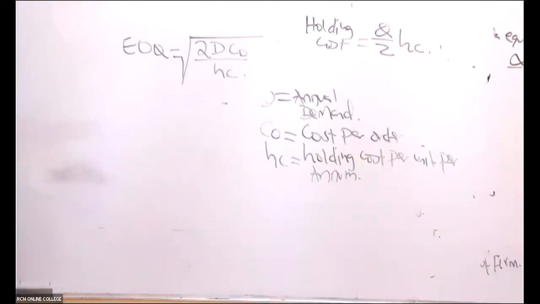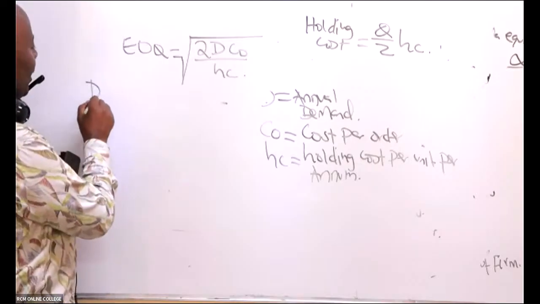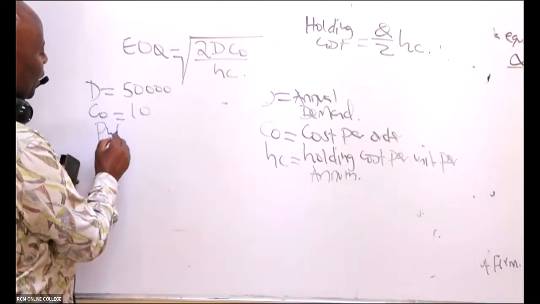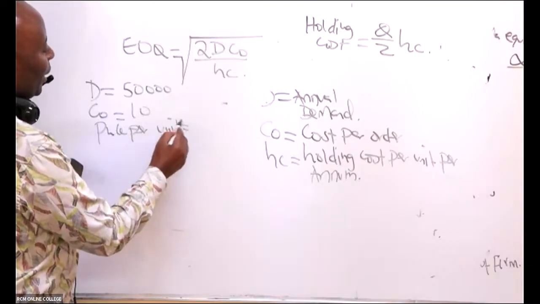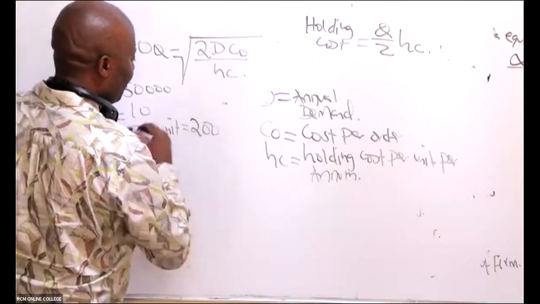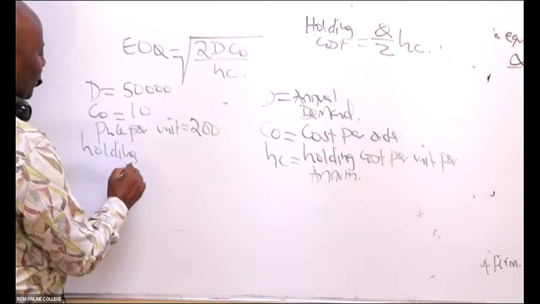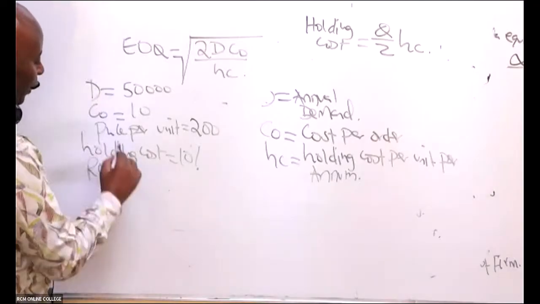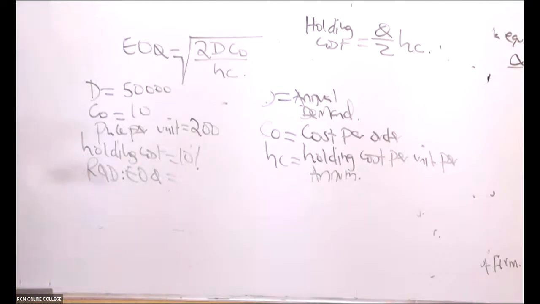HC. Very, very important. And now remember, they'll come and tell you D is, for example, 50,000. CO is 10. Price per unit, in this case, they will tell you is 200. And then they'll tell you holding cost is 10%. Then you are required to give us the EOQ. Can I give you a minute to try that question? Annual demand is 50,000. CO is 10. Price per unit is 200. Holding cost is 10%. And then they want you to give them EOQ.